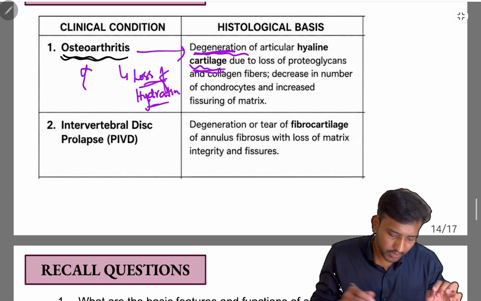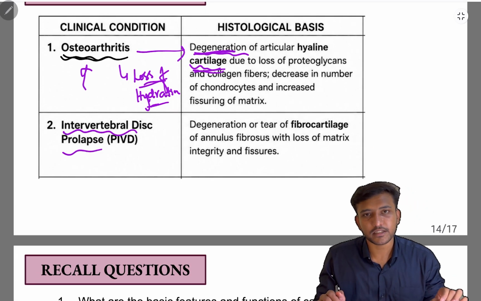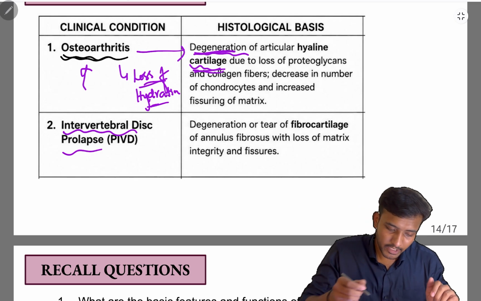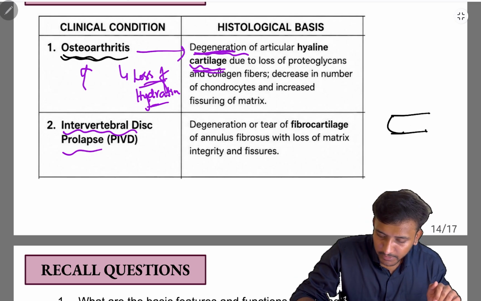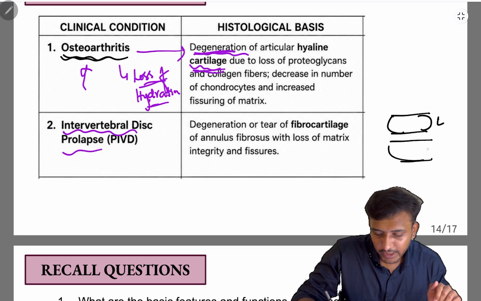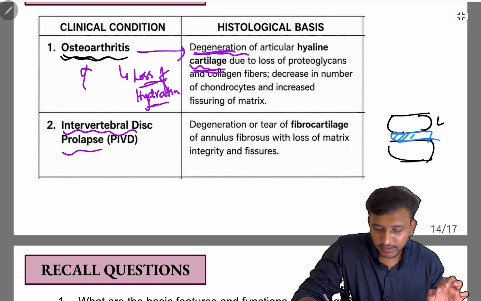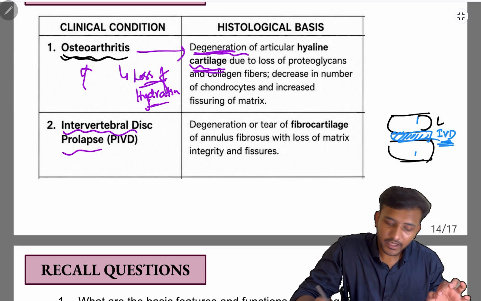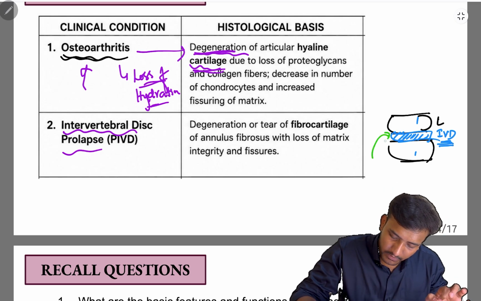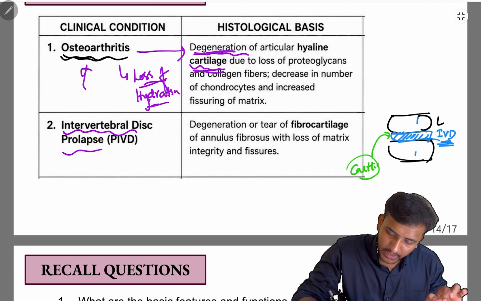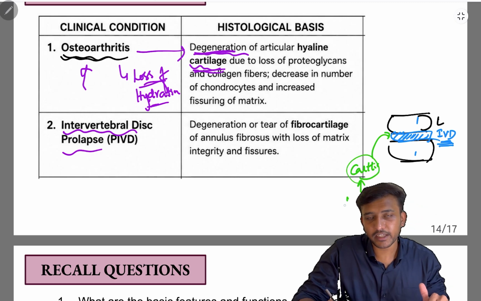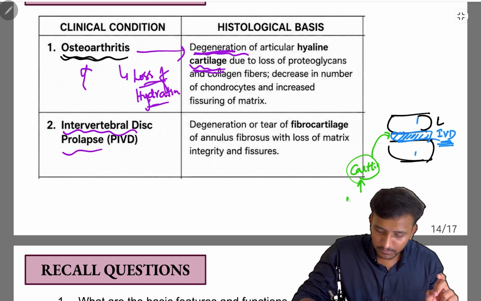Apart from osteoarthritis, you need to think about one more important clinical condition, that is intervertebral disc prolapse. I told you that if this is one vertebra, let's say a lumbar vertebra, and this is another vertebra, between these two vertebrae you will have a cartilage, right? That cartilage is called the intervertebral disc. Intervertebral means between the two vertebrae you will have one disc. And which type of cartilage is it? Is it hyaline, elastic or fibrous cartilage? Remember, it is fibrous cartilage.